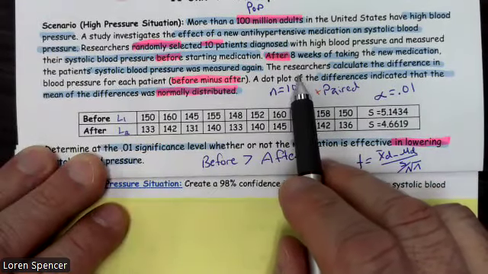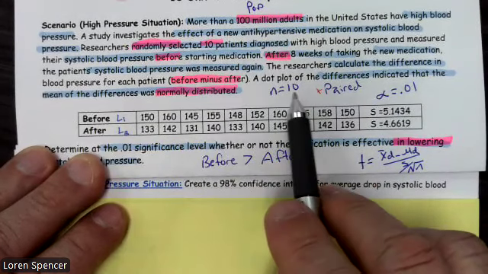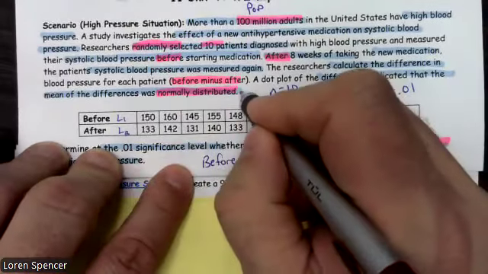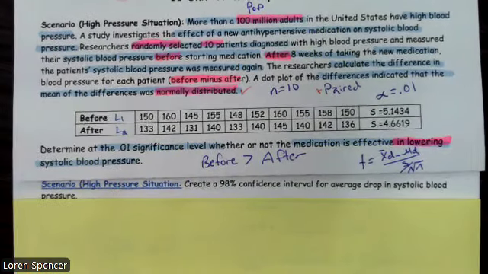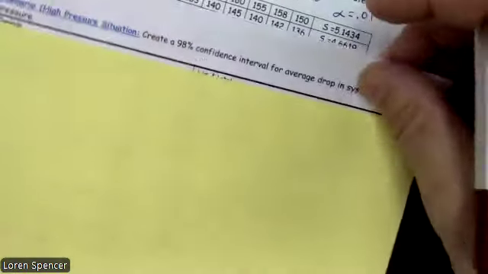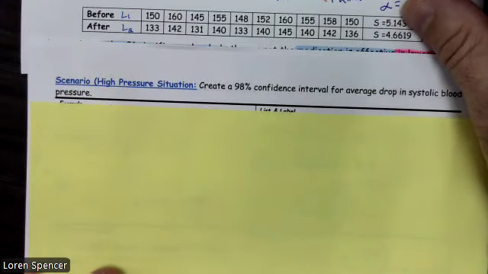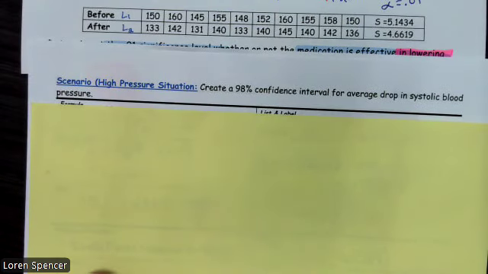The researcher calculated the difference in blood pressure for each patient, before minus after. A dot plot of the differences indicated the means of the differences was normally distributed. So that's condition 3, that we are normal. Now what they ask us to do is not run a hypothesis test. We've already done that in a previous video if you need to see it. We're going to create a 98% confidence interval for the average drop in systolic blood pressure.